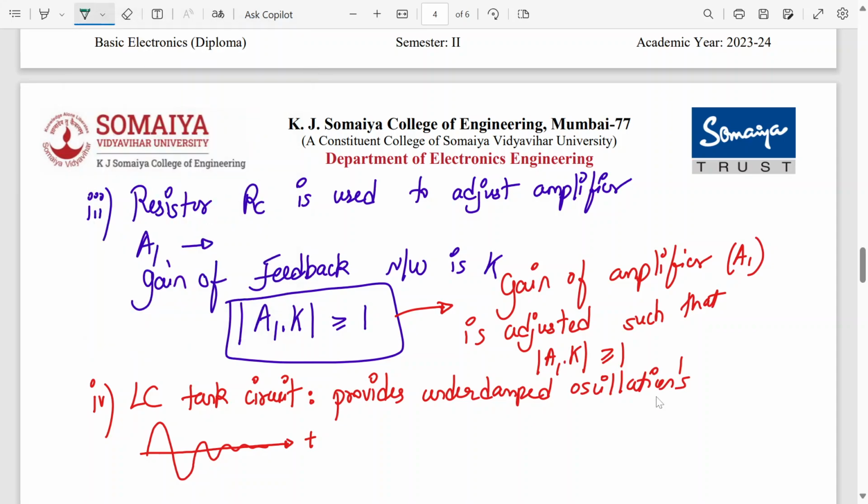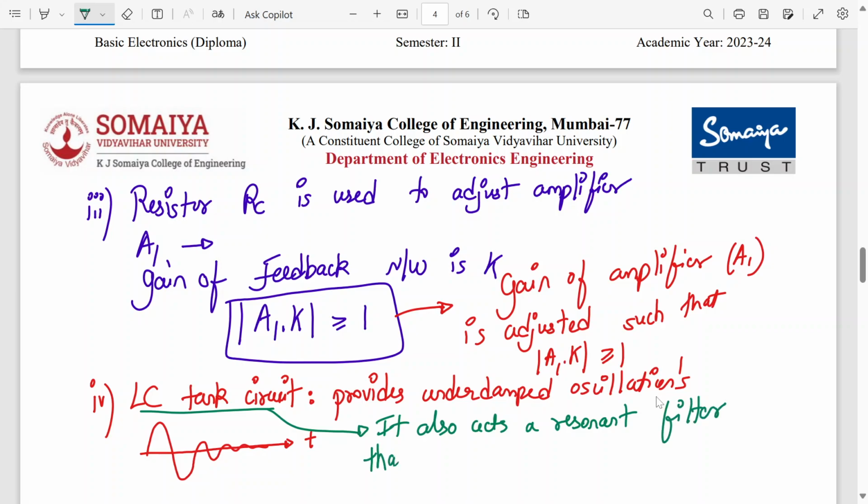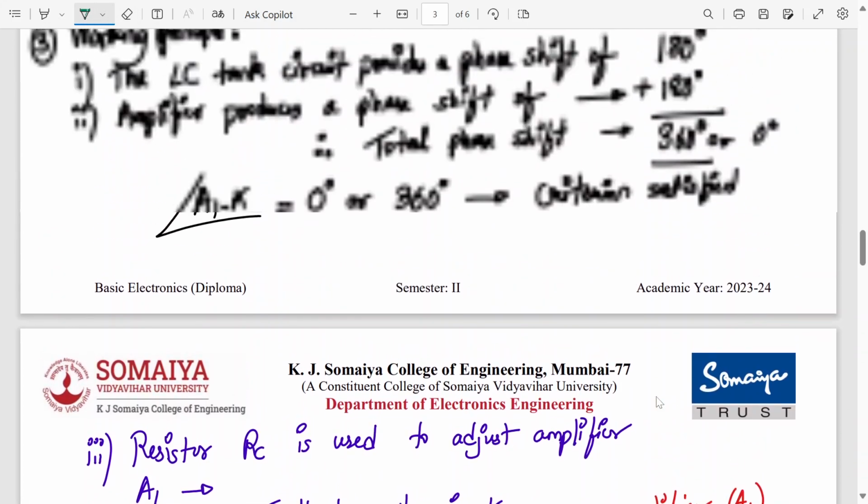This LC tank circuit has another role. This is job number one. Job number two is that it also acts as a resonant filter. So it will pass only a desired range of frequencies, the desired frequency of oscillations. So this is the working principle.